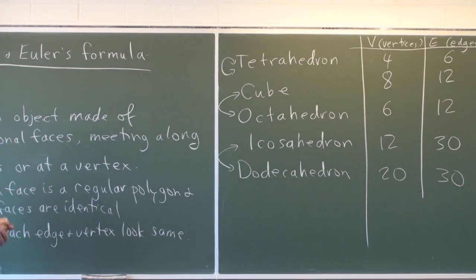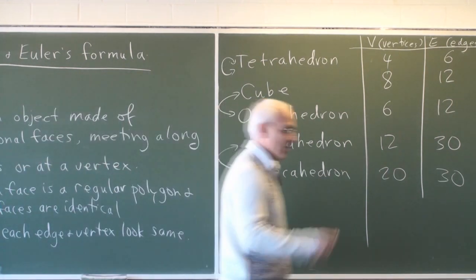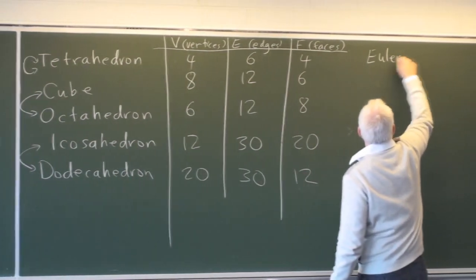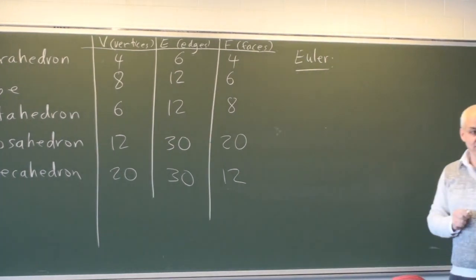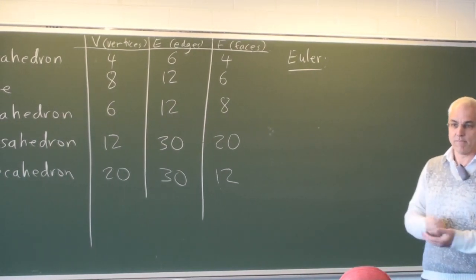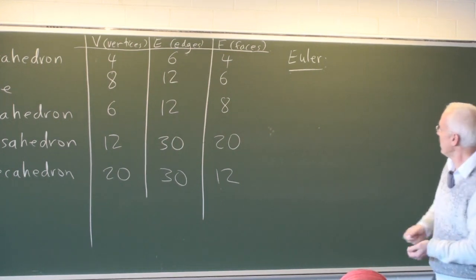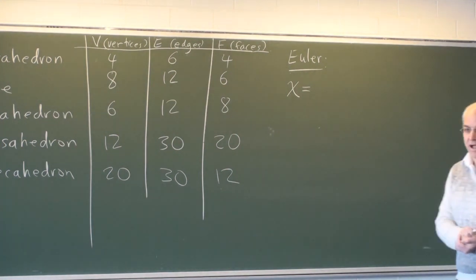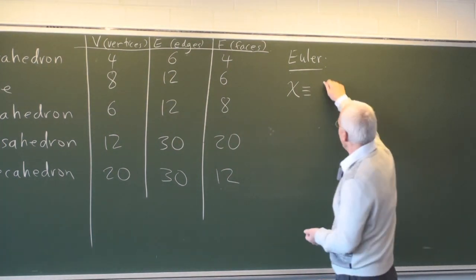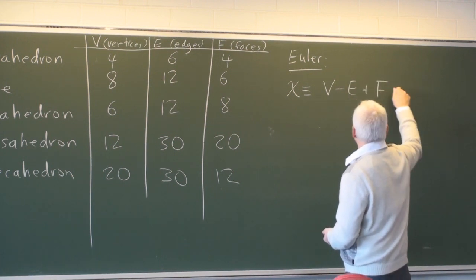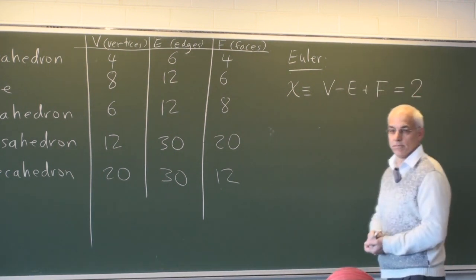So it's rather remarkable then that Euler, the greatest mathematician of modern times, Leonhard Euler, was the first to stare at these numbers and realize that there was an interesting pattern or formula to them. He realized that we could define a number, usually now called chi, which is the number of vertices minus the number of edges plus the number of faces, and that we always get 2.